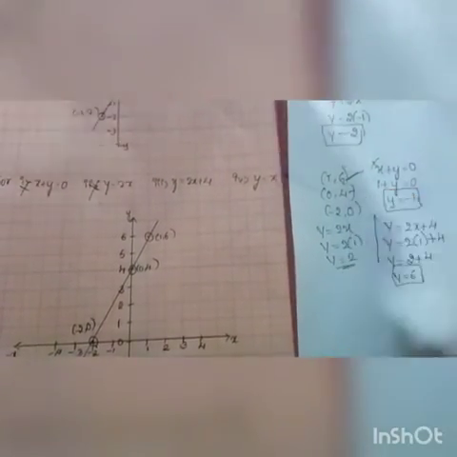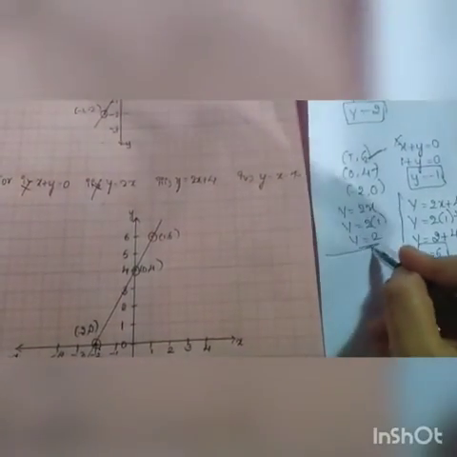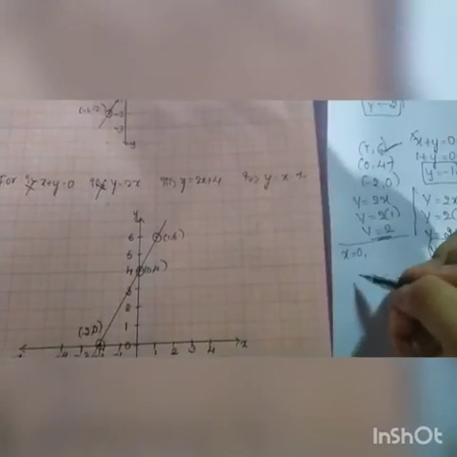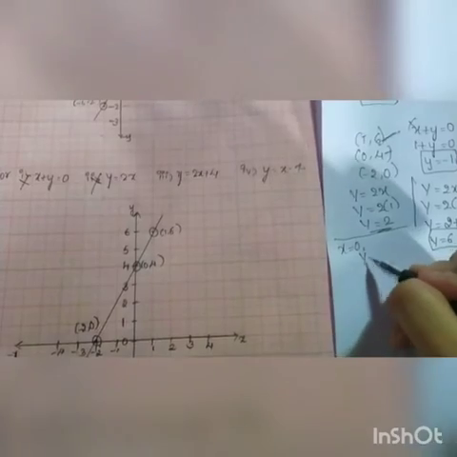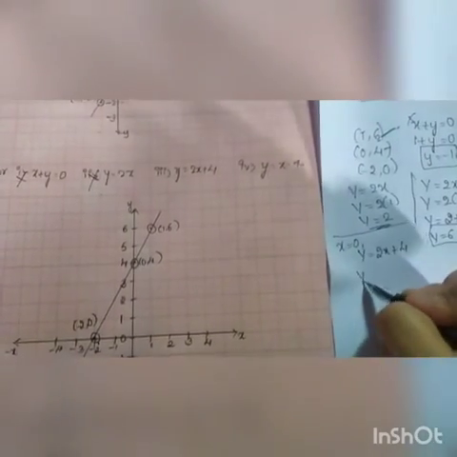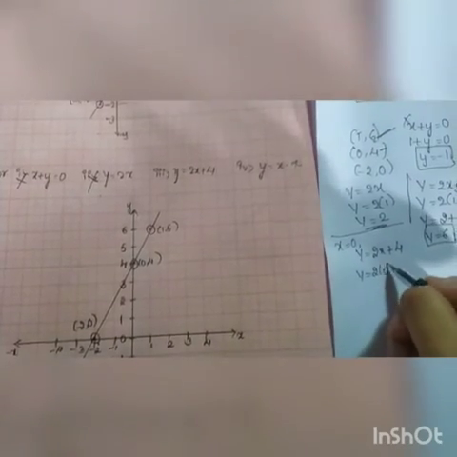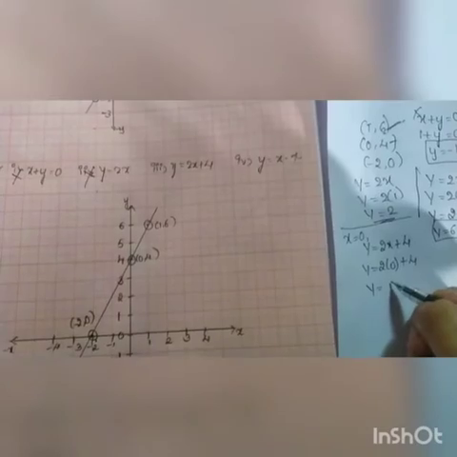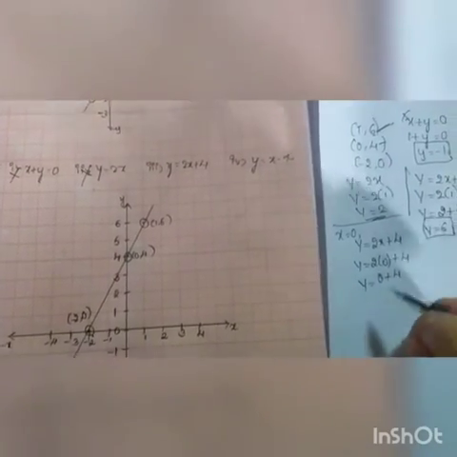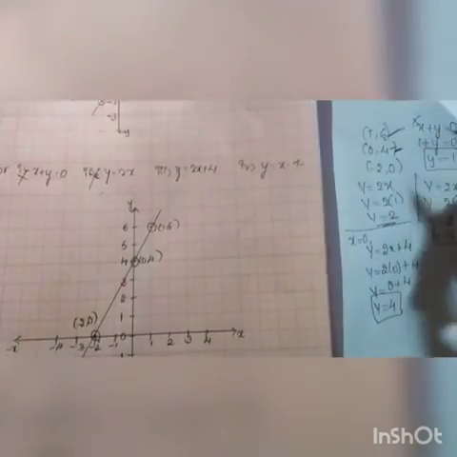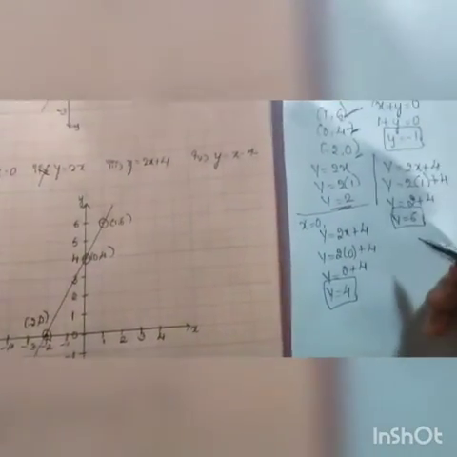Let me check with the second one. What is the second one? When I substitute x equals 0, I have to get the y value as 4 here. So y is equal to 2x plus 4. So y is equal to 2 into 0 plus 4. So y is equal to 0 into 2 is 0, plus 4. That means y is equal to 4. So both are verified. That means obviously the last one will also be verified.